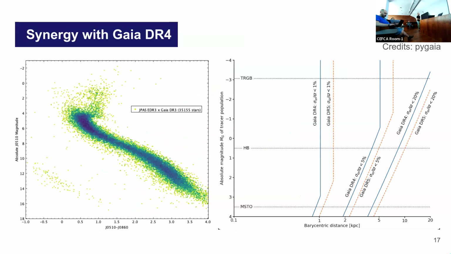And obviously we have the parallaxes in the case of Gaia DR4. We can build very nice stellar color magnitude diagrams, and therefore we can also recover star formation histories for this region of the Milky Way disk.